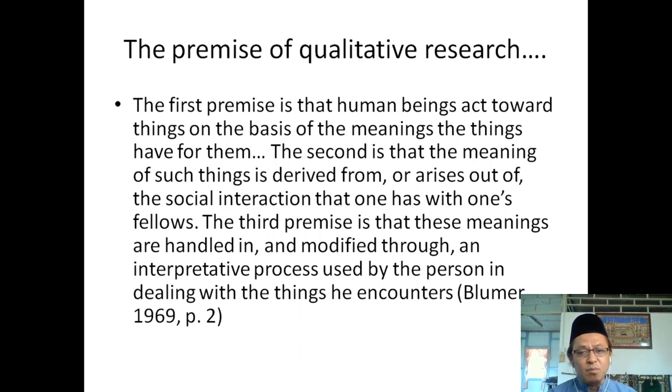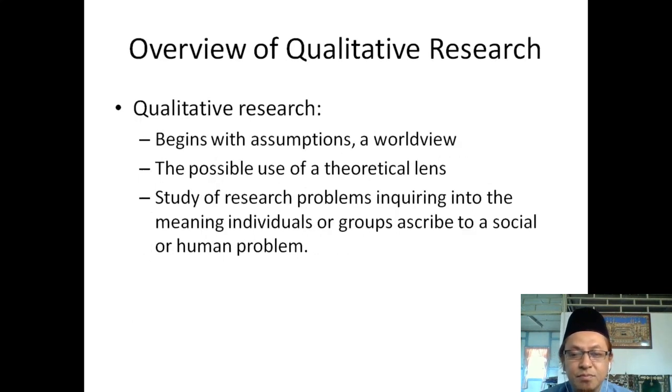The second is that the meaning of such things is derived from or arises out of the social interaction that one has with one's fellows. So the interaction that you have with your colleagues, with your parents, with your family members, with your friends, all these actually create meanings. The third premise is that these meanings are handled and modified through an interpretive process used by the person in dealing with the things he encounters. So the experience that we had on certain things will change and evolve as we pass through time. The more experiences we gather, added on to the experience that we already had, that will change the way we see things. That will also change the meaning that we have upon certain things. Okay, so this is actually the premise that derives qualitative research.